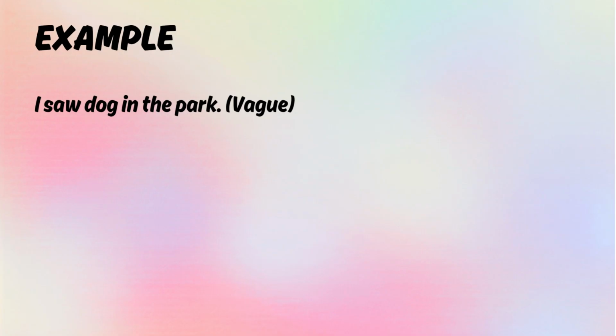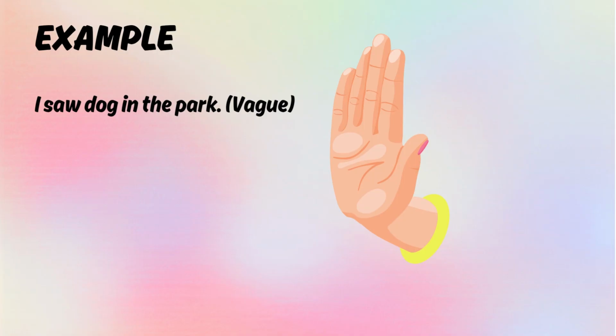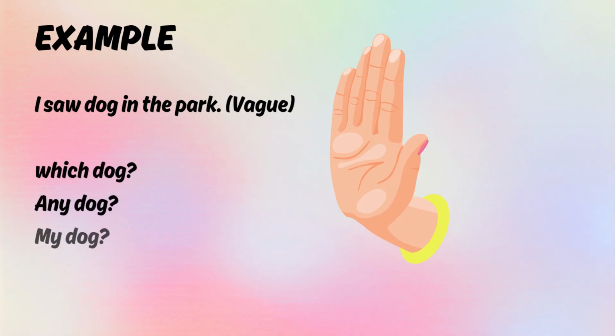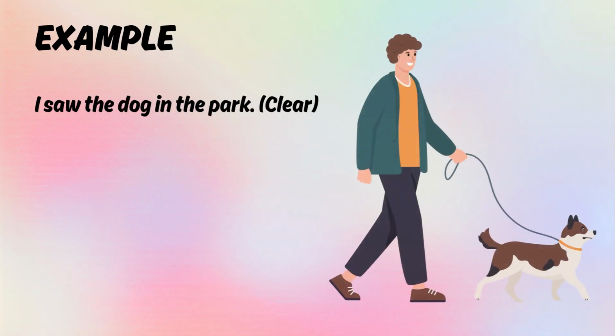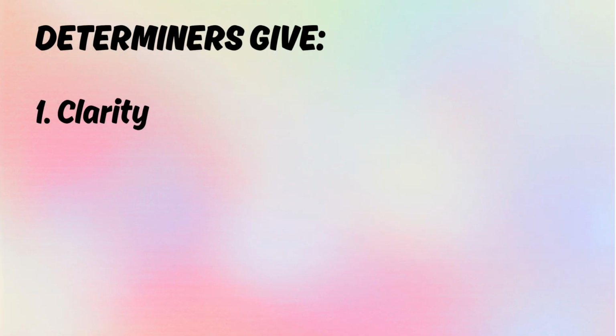Think of how vague it sounds if I say, I saw a dog in the park. Wait, which dog? Any dog? My dog? The neighbor's dog? Now listen again. I saw the dog in the park. Now it's clearer. That dog in the park. You mean a specific dog. So determiners give clarity. Without them, our listeners stay confused. With them, our sentence becomes sharp and specific.